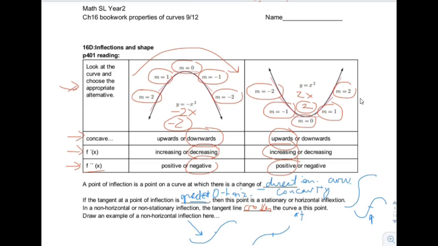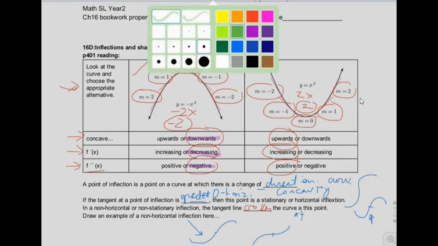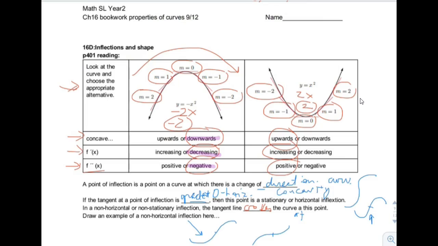So, f dash decreasing corresponds to a negative second derivative, which corresponds to downward concavity, and positive f double dash corresponds to upward concavity and an increasing gradient or slope.